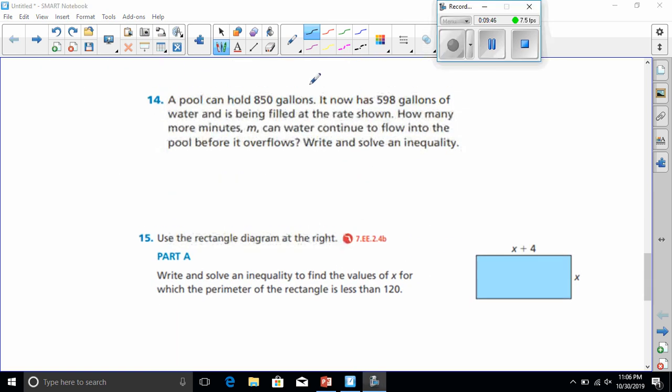Well, number 14 says a pool can hold 850 gallons. It now has 598 gallons of water and is being filled at a rate shown. How many more minutes can the water continue to flow into the pool before it overflows, and solve the inequality? Well, if it can hold 850, that means it has to equal 850 or be less.